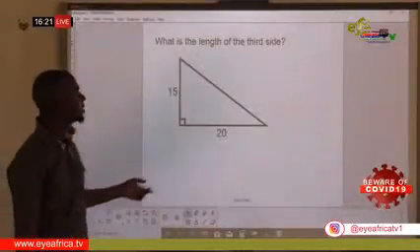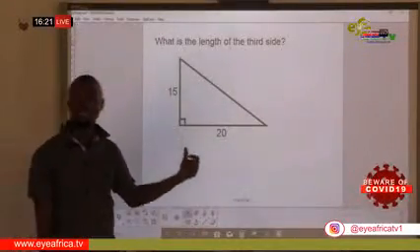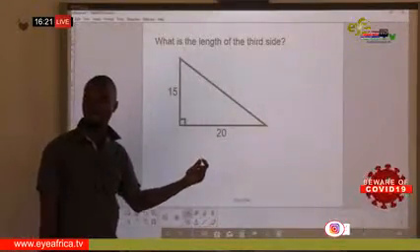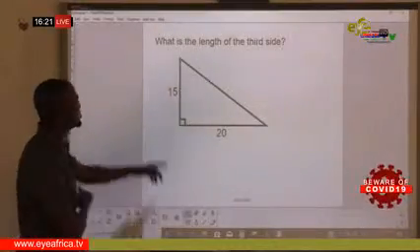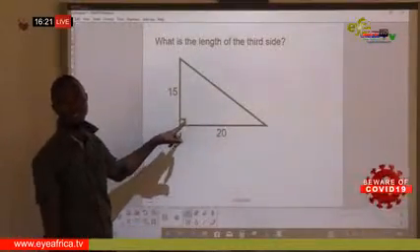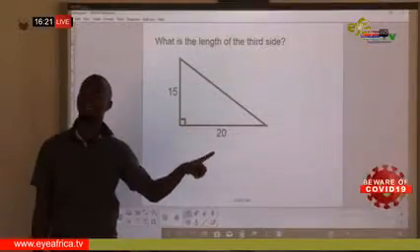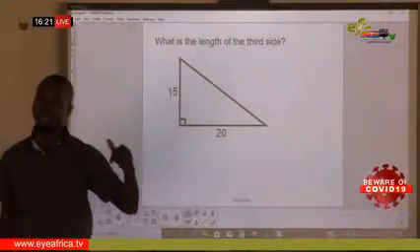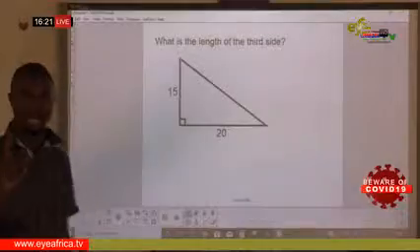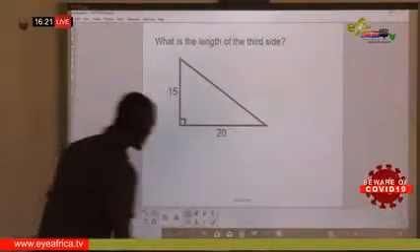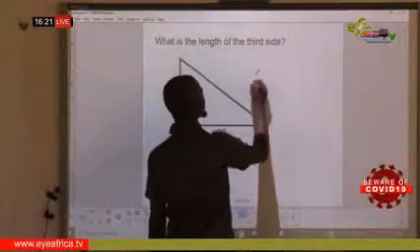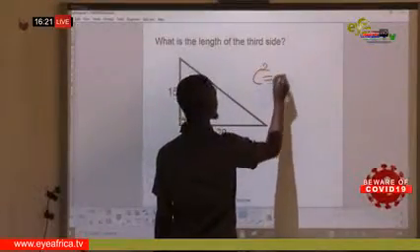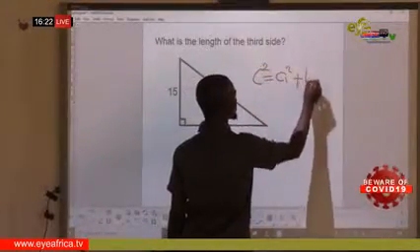By looking, some of you know it's a right angle triangle. And how do you know it's a right angle triangle? It's because the right angle is there. That box is indicating that the angle there measures exactly 90 degrees. So we use the Pythagoras theorem. The Pythagoras theorem is c square equals a square plus b square.